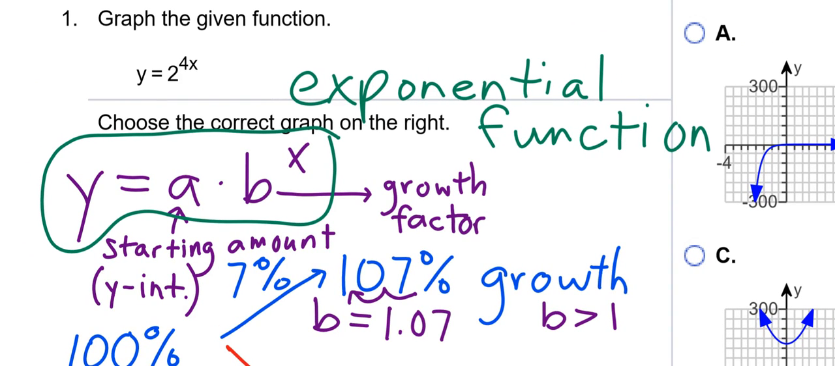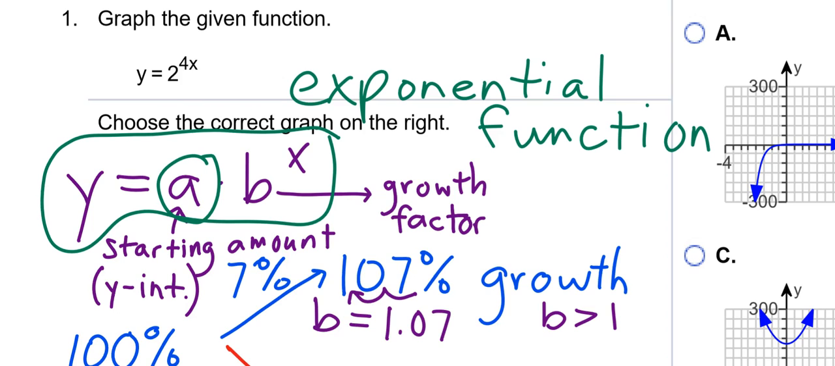The value of A, since that's a number. If you're talking about a story problem, it would represent the starting amount. For instance, how much money did you start with? Or what population did you start with? Exponential functions can be used to model the growth of your money. They can also be used to model the growth of a disease or of a population. Because we talk about growing by a percentage or shrinking. Maybe we're going down by a percentage.